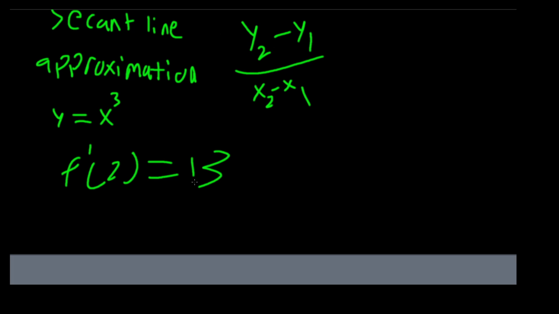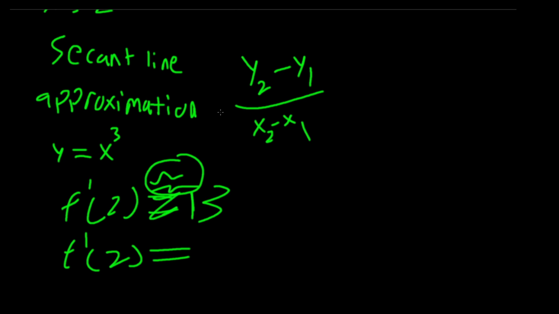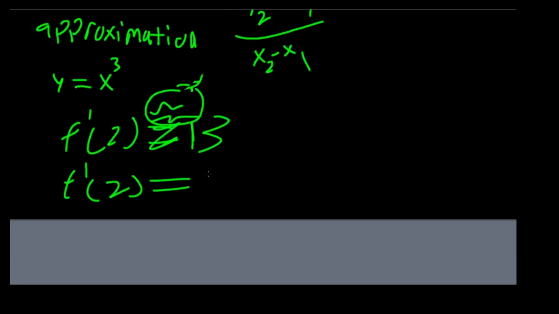And let's see, what would our estimate be using 0 and 4? We're guessing, so we have to use little squiggly lines. They get mad at that, apparently. So this is using 1 and 3, which gave 13. Let's use 0 and 4. It's going to be 64 over 4, which is 16.